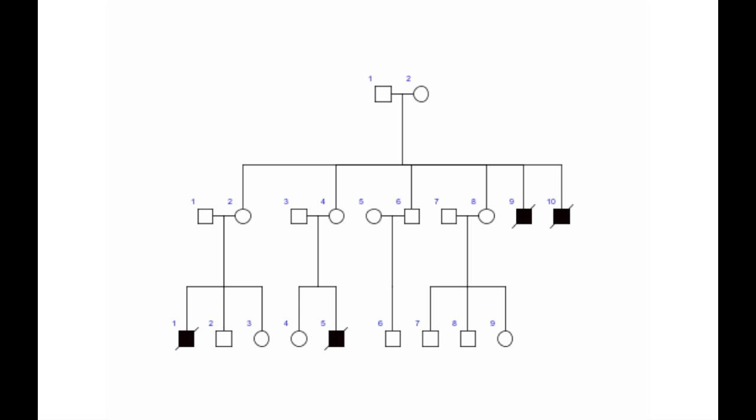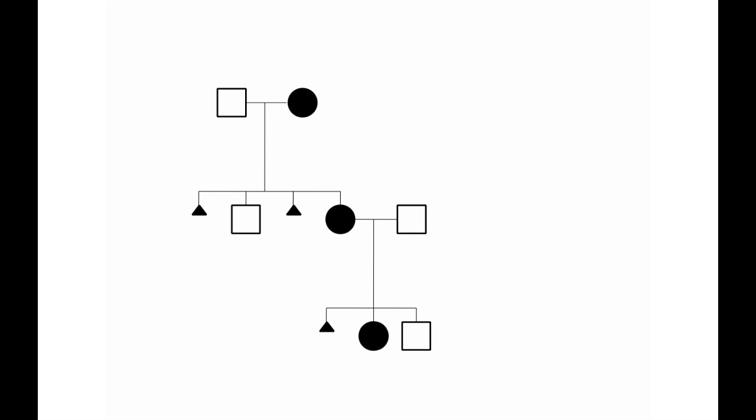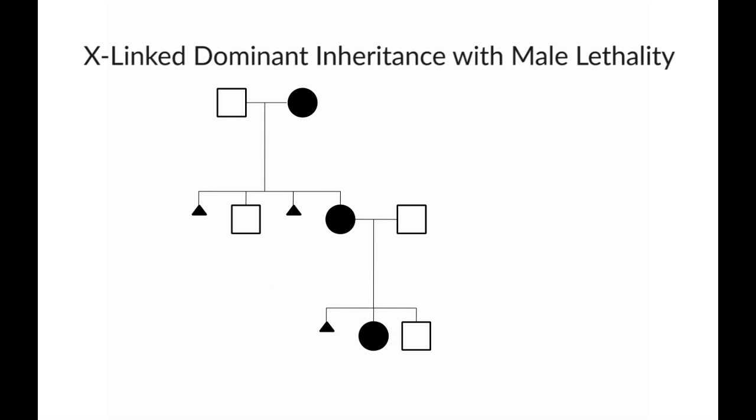Here's an example where you notice that all of the affected individuals are males and that they're all deceased. They are all connected through this pedigree through females, indicating X-linked recessive inheritance with male lethality. In contrast here, you see that there are affected females, and affected females have multiple miscarriages indicated to be affected with the phenotype. Presumably these were males, and this would represent X-linked dominant transmission with male lethality.